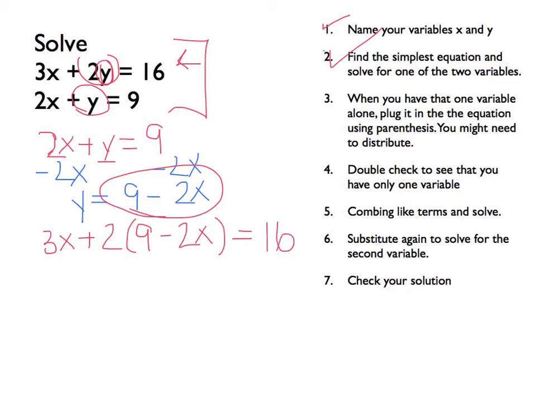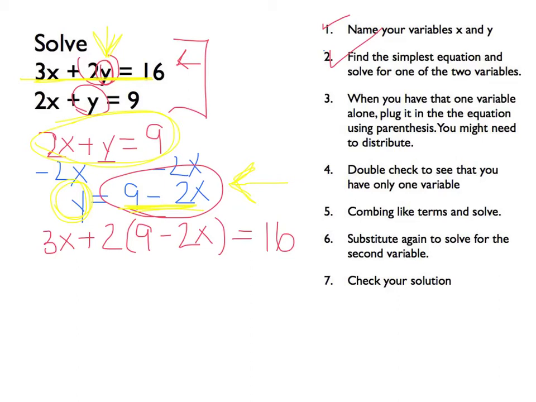Let's look again at what we did. We solved this equation here for y, and that y is 9 minus 2x. So we went back to the first equation, 3x plus 2y, but instead of this y, we put this value for y. We put 9 minus 2x. Go ahead and pause the movie and try to solve this multi-step equation on your own.